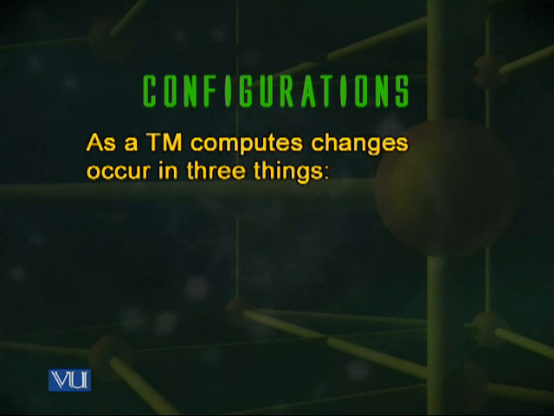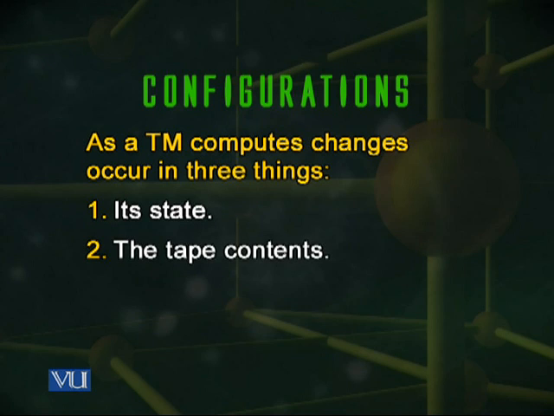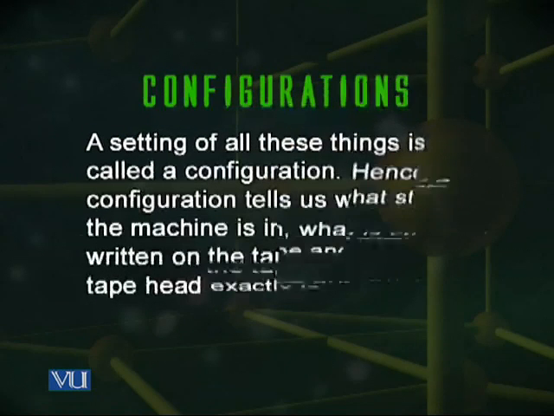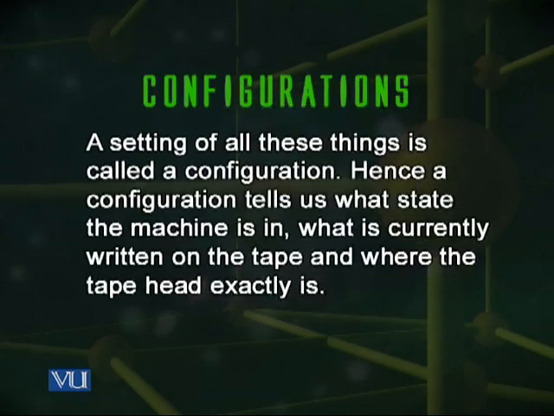As a Turing machine computes, changes occur in it. There are 3 changes that occur when a Turing machine takes a single step. Its state can change possibly, its tape contents can change, and the position of its head can change, and does change. So a setting of these 3 things is what we will call a configuration. A configuration of a given Turing machine tells you exactly about what's going on in the Turing machine.